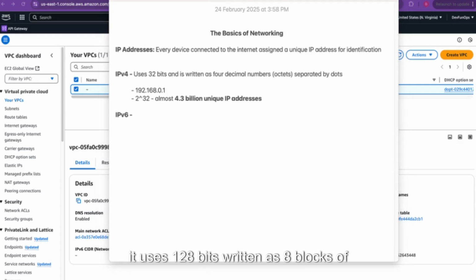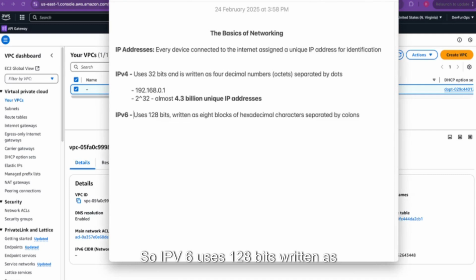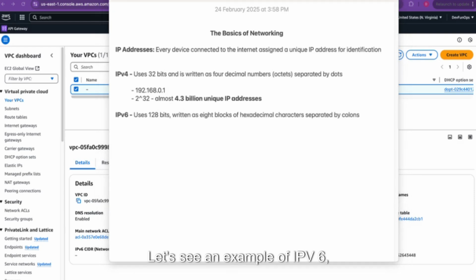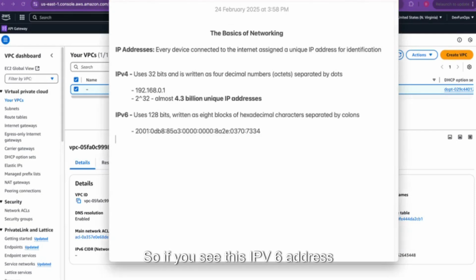IPv6 uses 128 bits written as 8 blocks of hexadecimal characters separated by colons. This is a little different from IPv4. Let's see an example of IPv6. If you see this IPv6 address, it is divided into 8 blocks, which include numbers as well as characters, separated by colons.